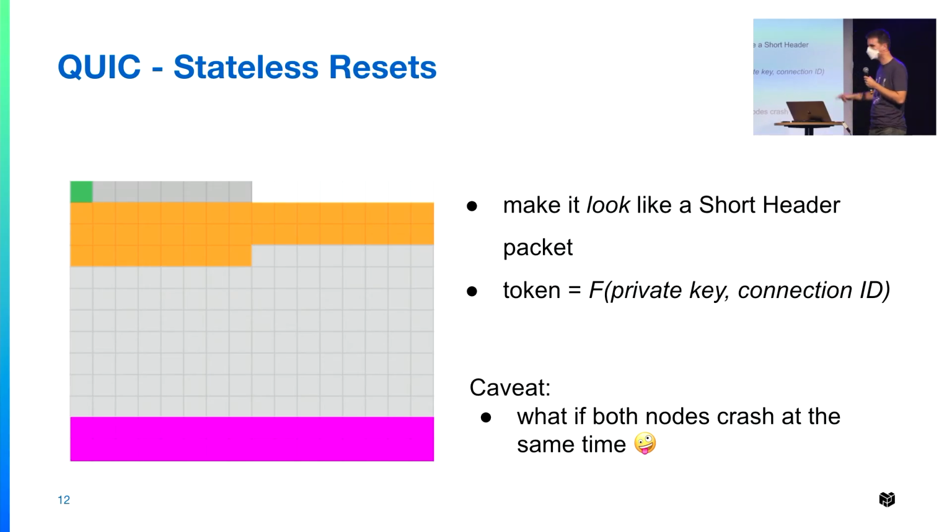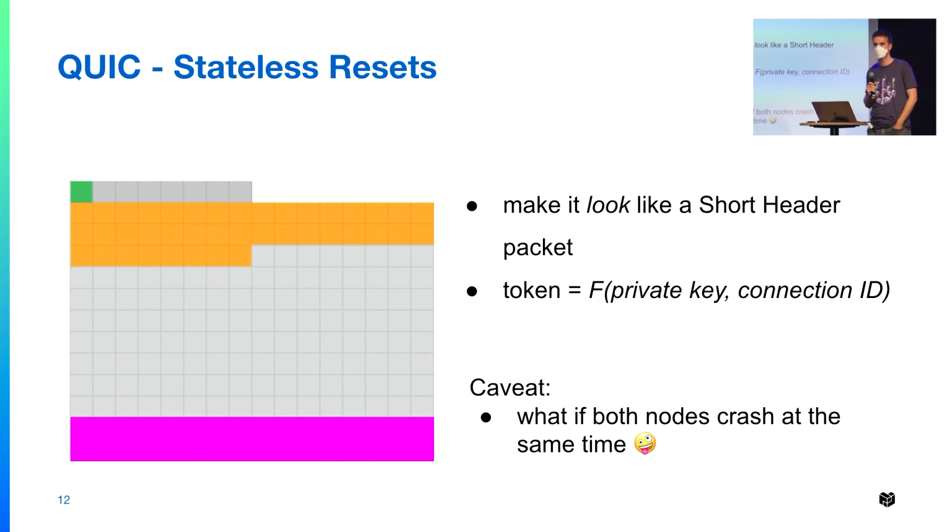So what if you just apply a function that takes a private key and a connection ID, it could be a hash function, for example, and derives a stateless reset token from that function. Now when the server receives a packet with a connection ID that it doesn't know, it just applies this function, derives this magic value and sends it to the client. And the client will recognize this: okay, the server has crashed, this connection is dead immediately, and I can immediately redial a new connection.